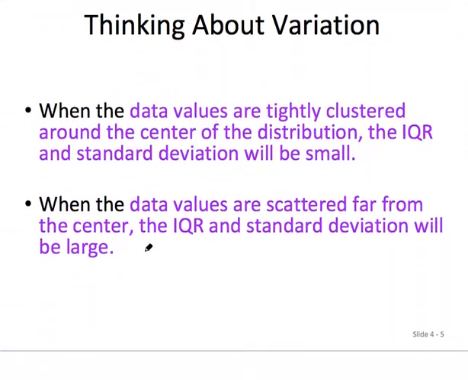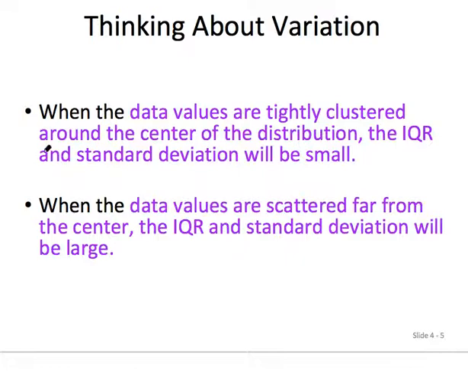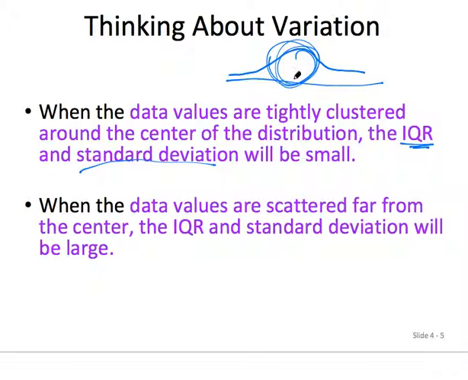Okay, so when we're talking about variation, and I put this in purple so it was very obvious that I want you to have this in your notes. When the data values are tightly clustered together, the IQR, the difference between the third quartile and the first quartile, and also the standard deviation will be very small. So if I looked at a graph and said that the data is very much centered right around here and it's clustered together, I will have a smaller variation. The standard deviation will be smaller.